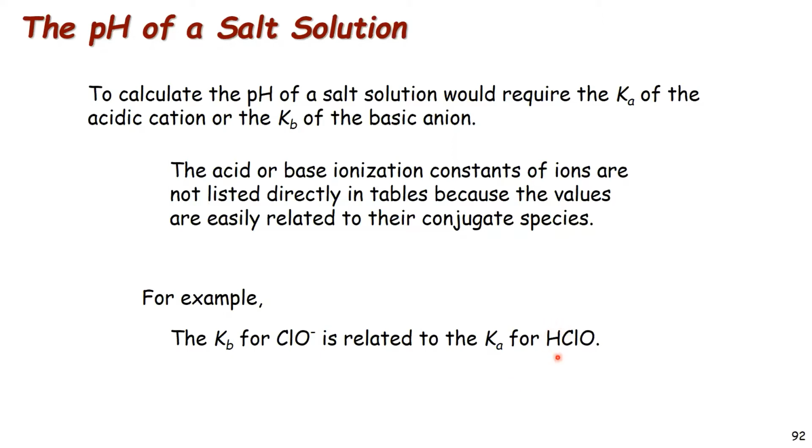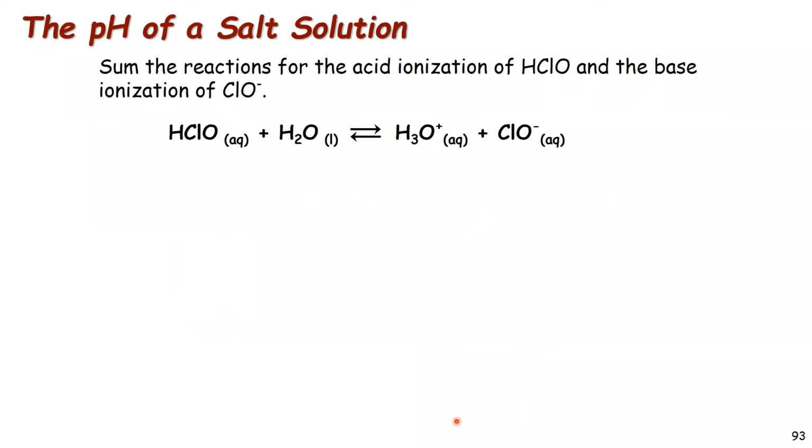So H+, if I put an H here, the plus would cancel the minus and it would give us the hypochlorous acid. So that's our conjugate acid-base pair. And when we have a conjugate acid-base pair, we're going to see that the Ka and the Kb are related to one another. So let's look at why and how.